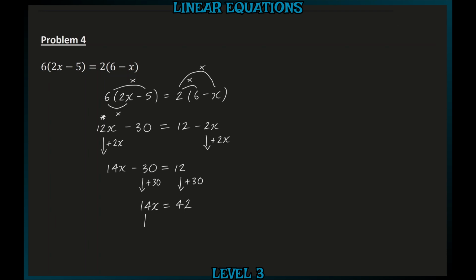Finally, to remove the 14 in front of the x, which is multiplying the x by 14, we use its inverse and we divide both sides of the equation by 14. On the left, 14 divided by 14 becomes 1, or 1x, or we can think of them as cancelling out. And on the right, 42 divided by 14 is 3. So our final answer for problem 4 is x is equal to 3.